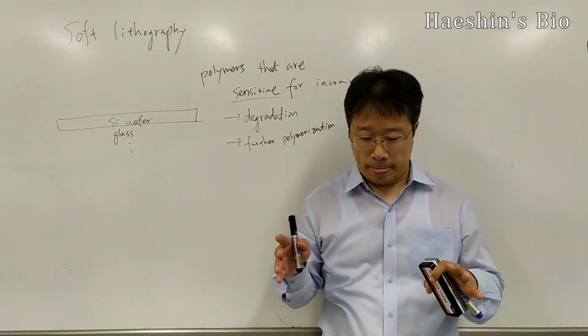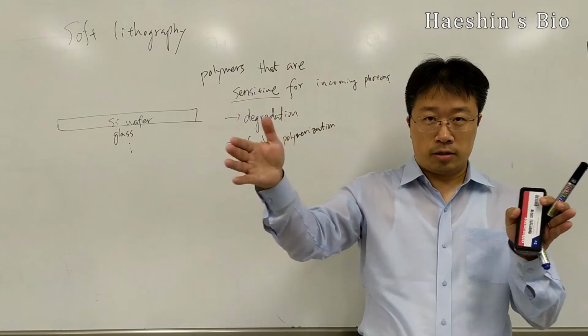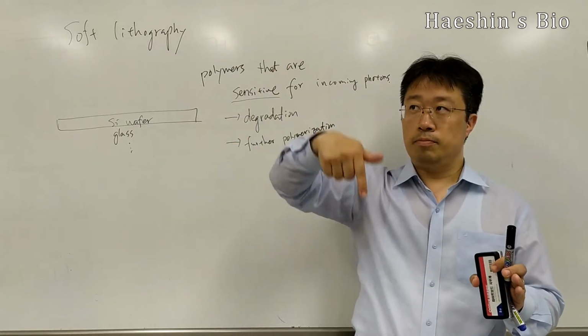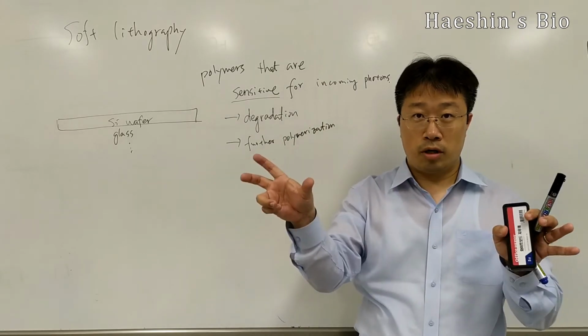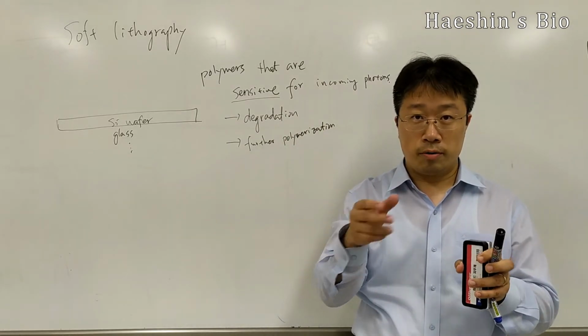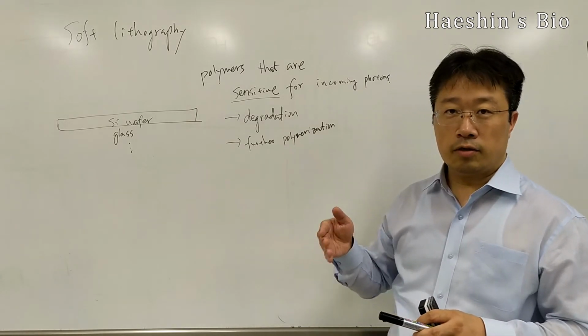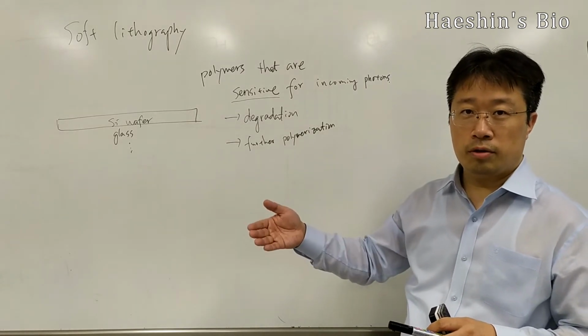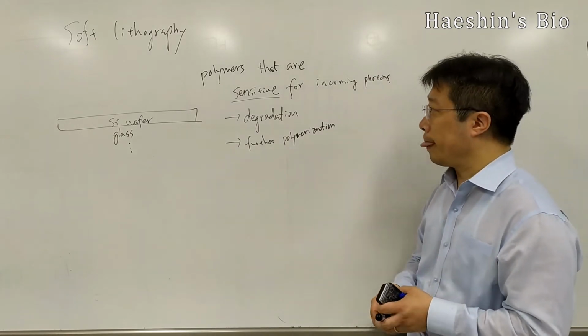In other words, being sensitive to the incoming photon means that you have some polymer material, a unit of monomers connected to each other, and the light is coming, and then they degrade. The molecular weight gets smaller and smaller. It's sensitive to the photon, resulting in degradation of a given polymer. That is one sensitivity factor.